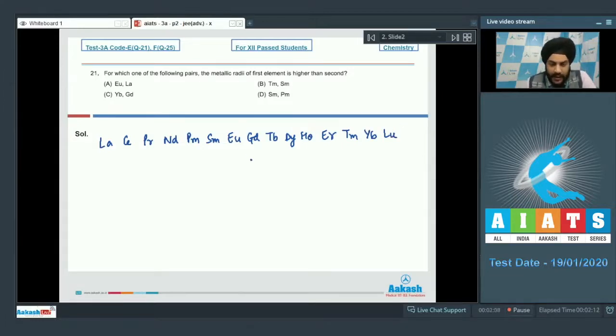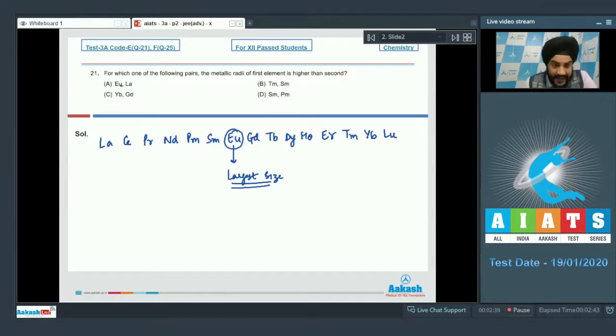So if we talk about the variation of size from left to right in these elements, students, the variation in size is almost uniform with the exception of europium. So europium has the greatest size in the 4F series. So it has the largest size. The others generally follow the trend of decreasing radius as we move from left to right. Okay. So if we talk about the first option, so EU and LA.